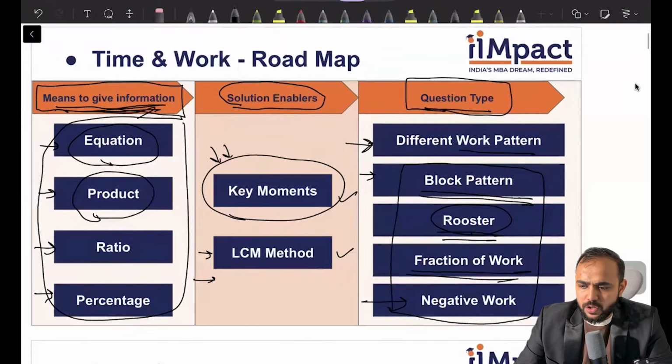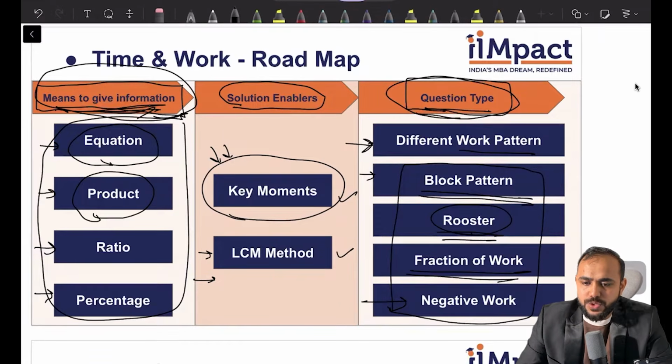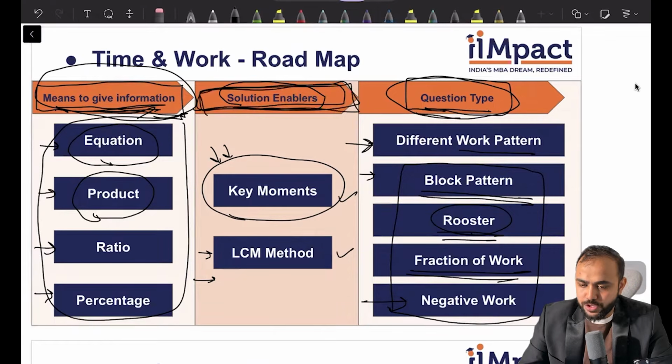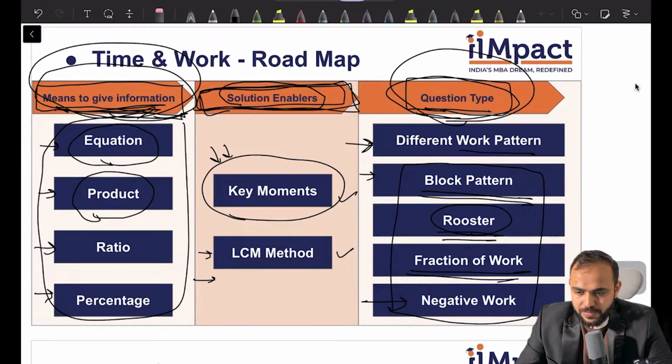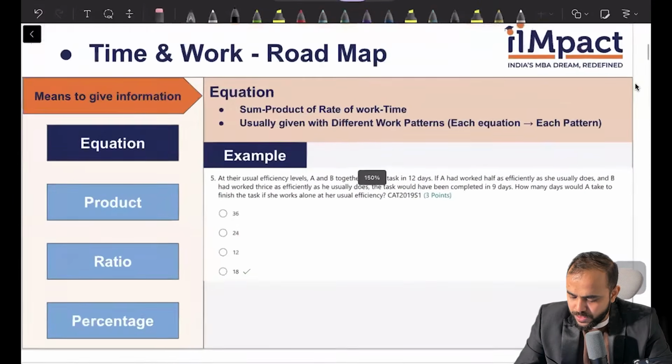Are you all clear on the roadmap? How the information is given to me? That is the first thing we will check. What is it that they have asked me? What is the question type? And then what is the solution that I'm going to use to get from the information to the question? This is going to be our pattern. So first of all, means to give information.